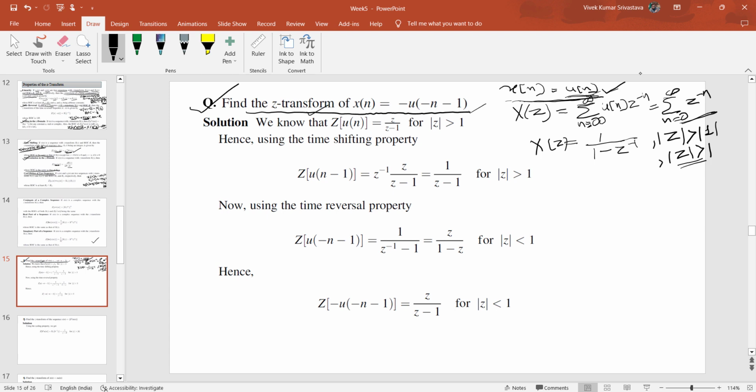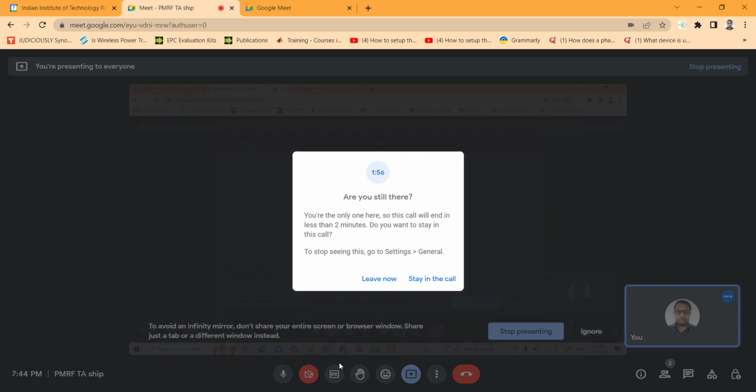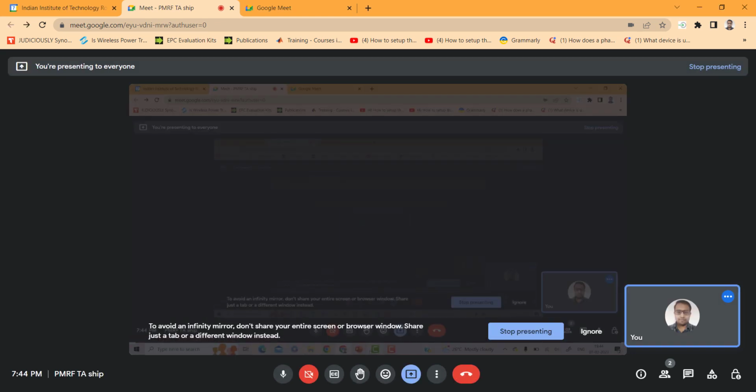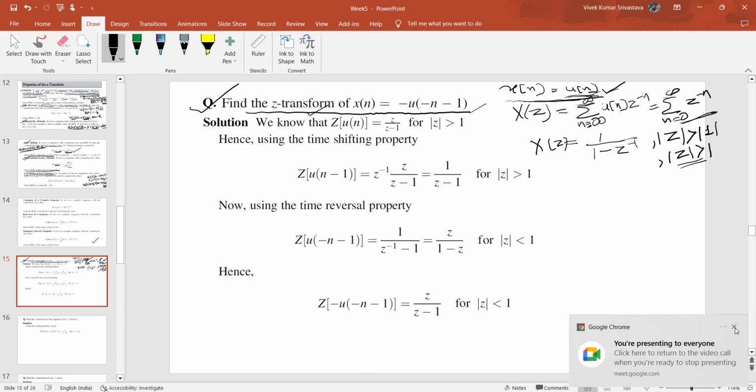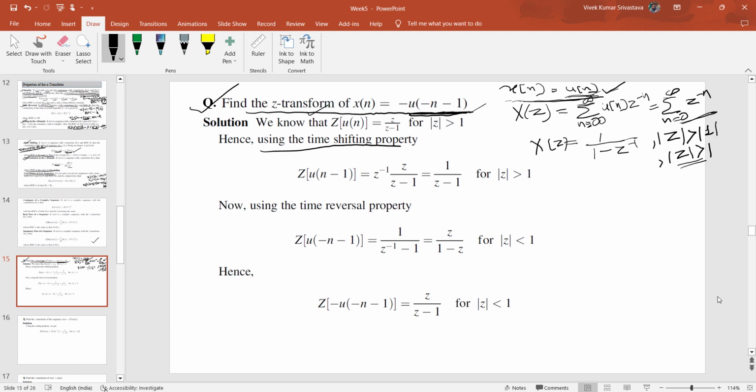So now once we know the corresponding z transform of this sequence, that is u of n, we will use the properties to evaluate the z transform of the sequence given in the problem. First of all, we will use the time shifting property, that is the z transform of u of n minus 1.